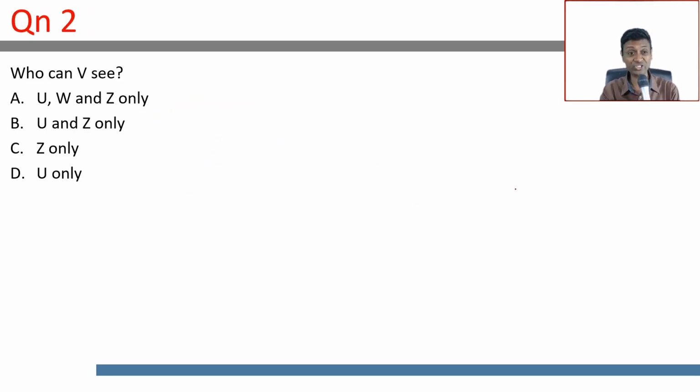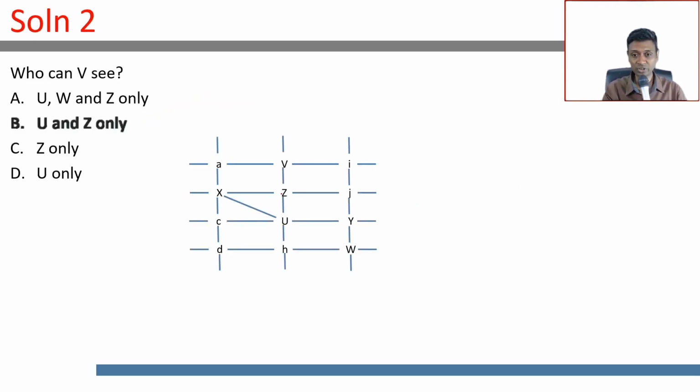Who can V see? V is here. Who can V see? We can see Z and U. We cannot see X. We cannot see Y. We cannot see W. U and Z only. Done.